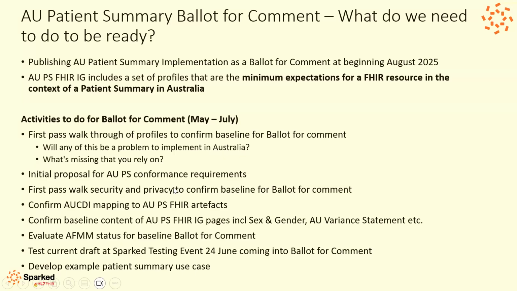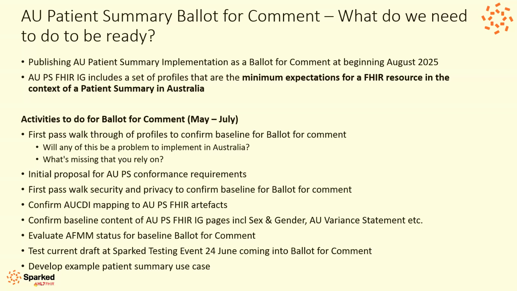And let's have a look at what that means, our set of activities. So for the ballot for comment, where we want to get to, we've got to do a set of things. There's the walkthrough of the profiles. Let's run through those in these calls and check through them. Is anything in there going to be a problem to implement in Australia? Because at the moment, remember, the baseline is just literally this profile complies to core and IPS. It has nothing extra in it.